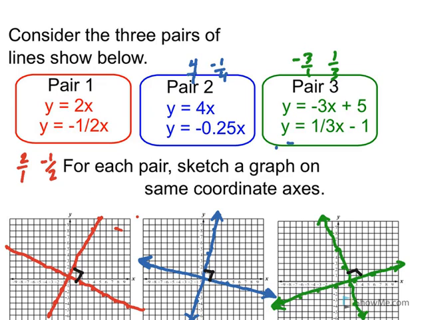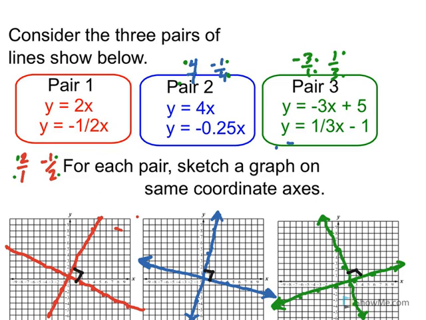And what you might notice is that the slopes are reciprocals. If we had 2 over 1, now it's 1 over 2. If we had 4 over 1, now it's 1 over 4. And if we had 3 over 1, now it's 1 over 3. Not only are they reciprocals, but they're also opposites of each other. So 2 over 1 is now negative 1 over 2, 4 over 1 is now negative 1 over 4, and negative 3 over 1 is now positive 1 over 3. So their slopes are opposite reciprocals of one another.